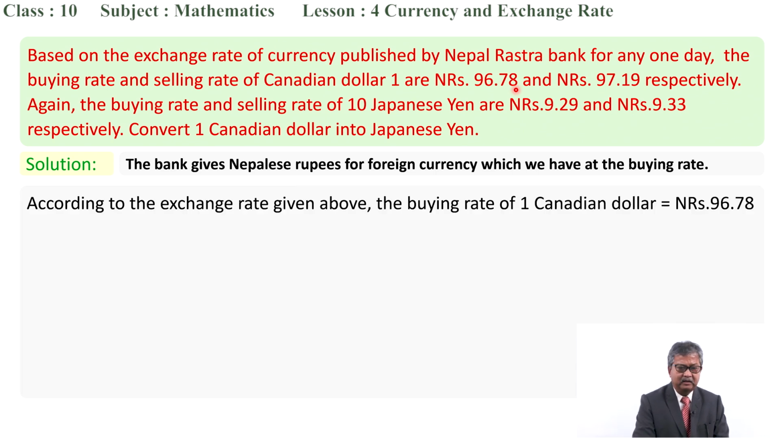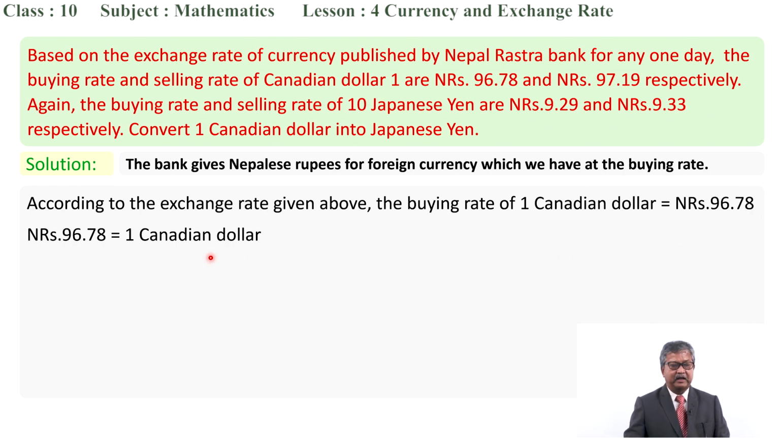So according to the exchange rate given above, the buying rate of 1 Canadian dollar is equal to Nepalese rupees 96.78. That means in rupees 96.78, we can exchange 1 Canadian dollar, isn't it? Yes. So therefore, we can say that Nepalese rupees 96.78 is equal to 1 Canadian dollar.